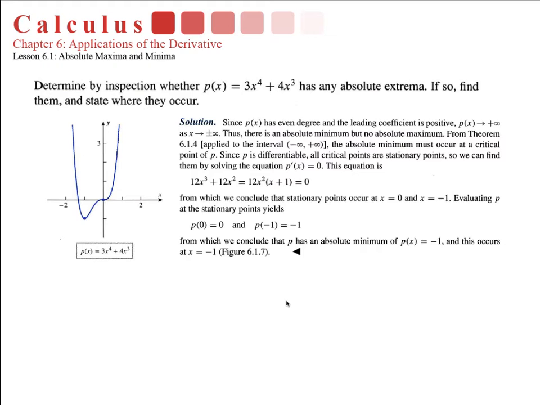We evaluate both of those stationary points. When we plug in 0, we get 0. When we plug in -1, we get -1. And therefore we conclude that the polynomial has an absolute minimum of -1, and that occurs at x equals -1.